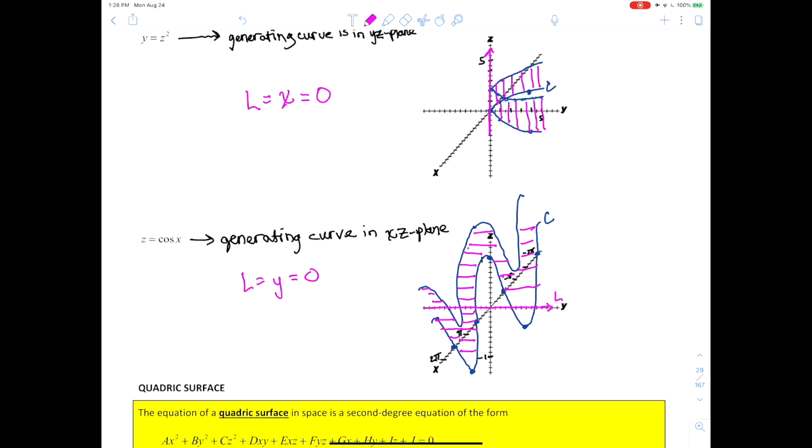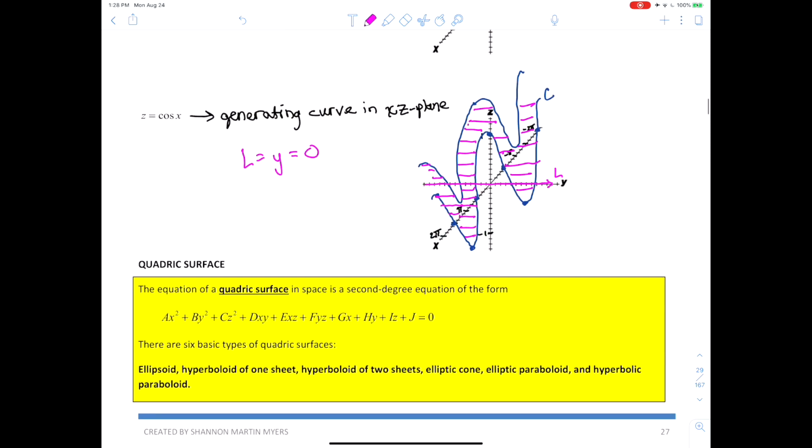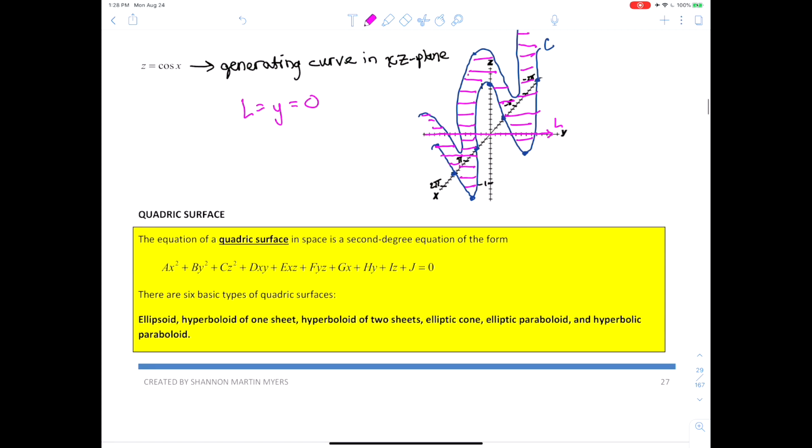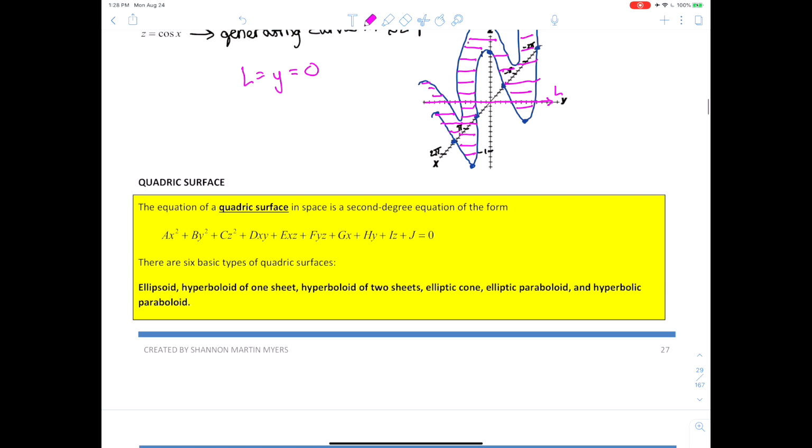All right, so there we have our maybe not so amazing sketches, but you get the idea.